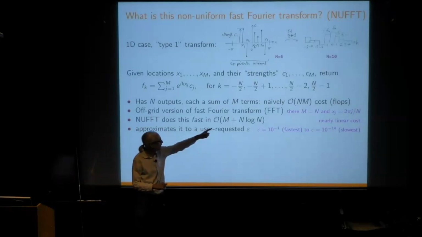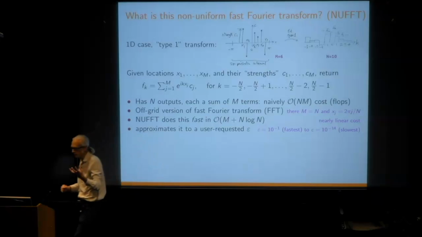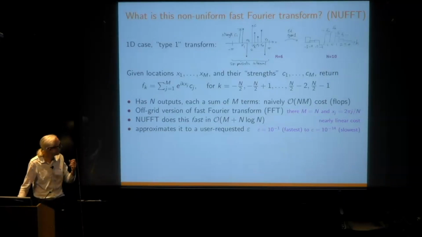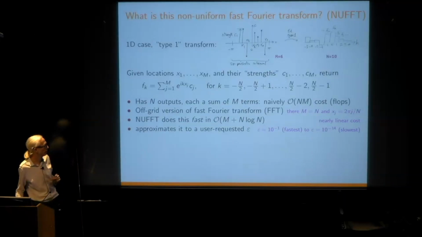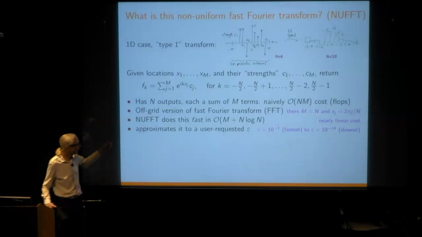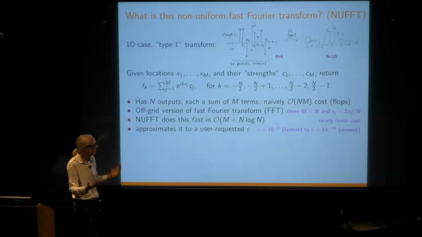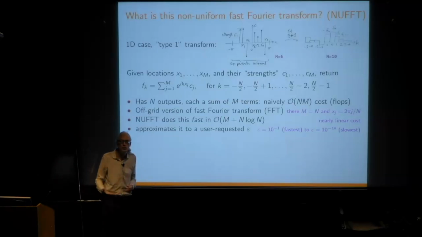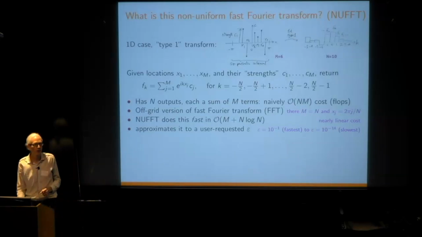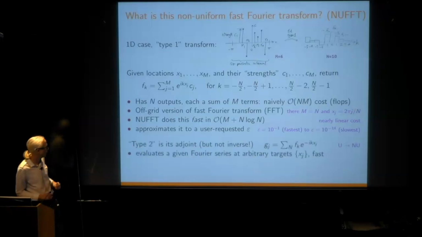And it does this fast, meaning almost linear time, linear in the number of input points and the number of modes you want. The other thing is you get the answer only to some user-requested accuracy, like you might want only 3 digits or only 14 digits. And you pay a little extra cost when you do that.